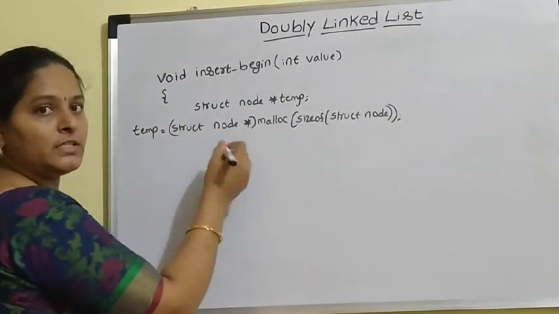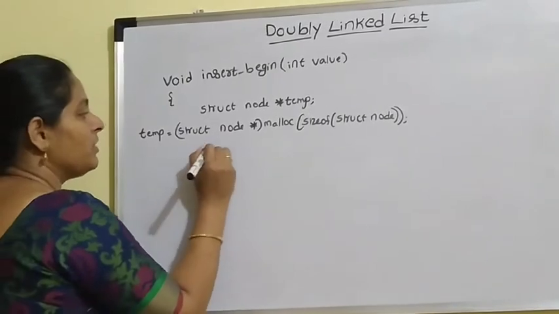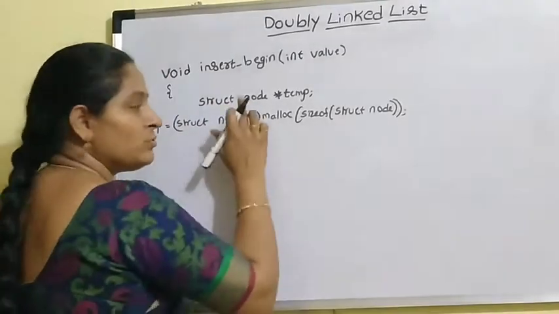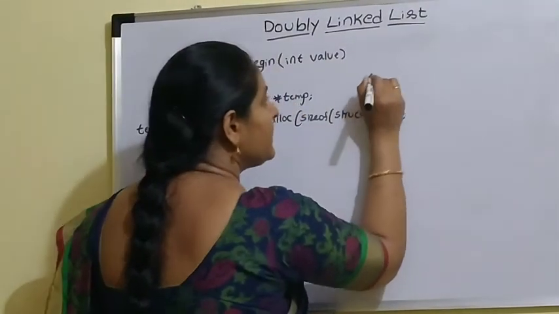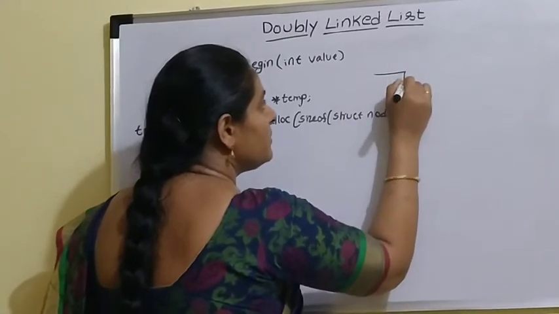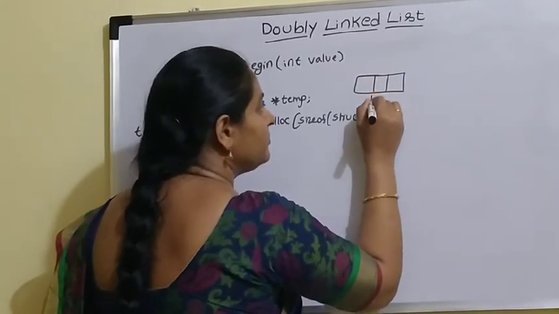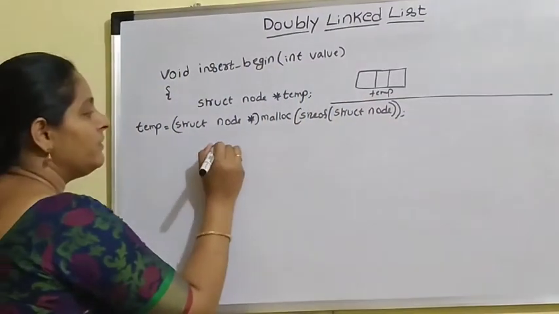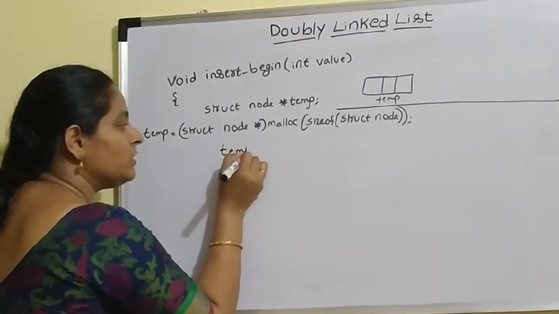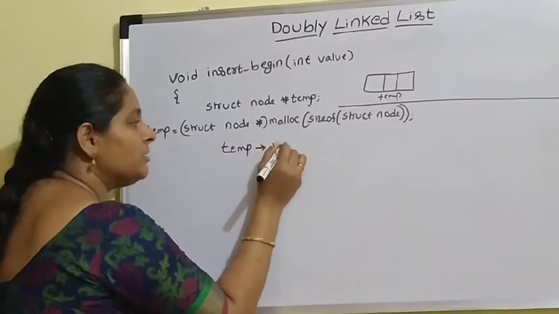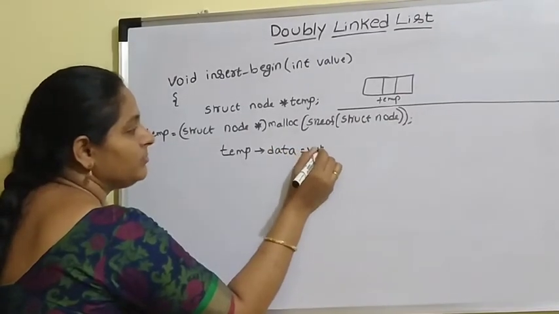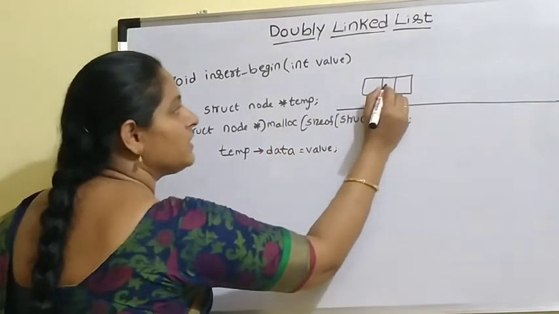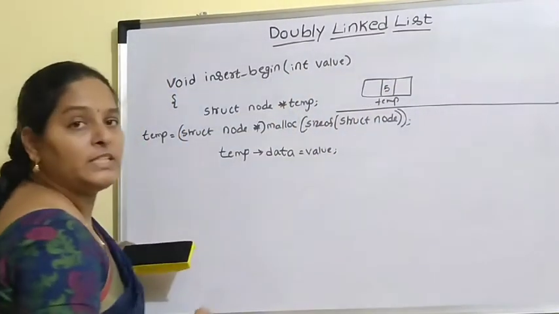If you are not clear with this, you can visit the previous videos. So here I am creating the node structure, the temp node. When these two statements are executed, one node structure will be created with the name temp. Now I want to put some value in the data part of the node. So temp data equal to value. Suppose I am placing 5, so that 5 will be stored in the data part of the node.